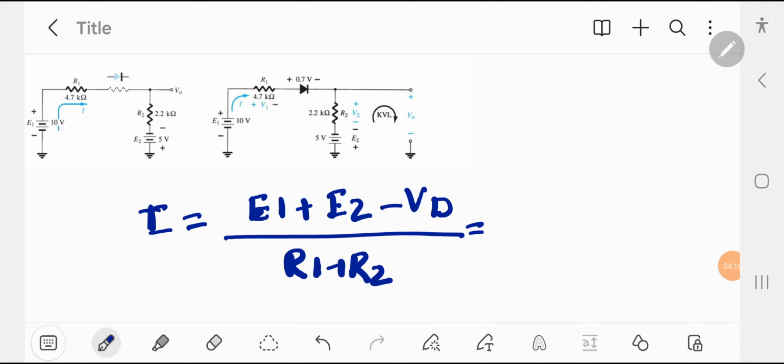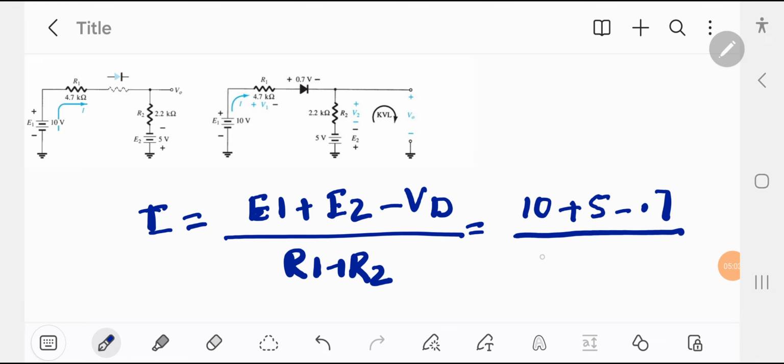Now what will happen? We take I as a common from R1 and R2, and E1 plus E2, and we move VD from the right hand side to the left hand side. Now here E1 is 10 volt, E2 here in this case is 5 volt. Voltage drop is minus 0.7.